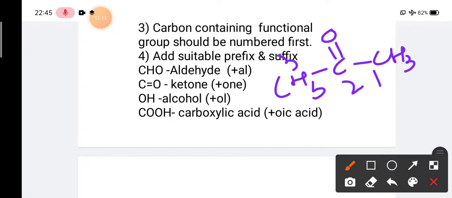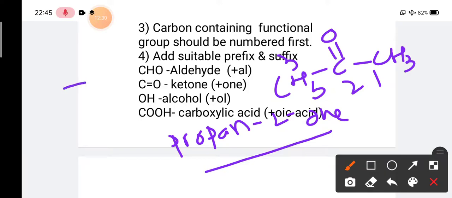So here in position number 2 the carbonyl group is there. As the number of carbons is 3, so it will be, as we know, meth, eth, prop, so propane. 2-one. So here the name propane consists of propane.